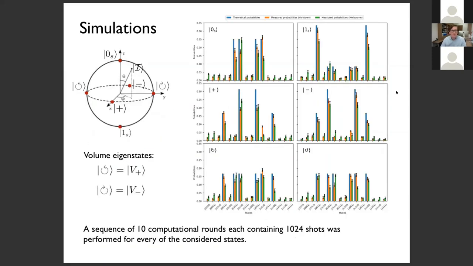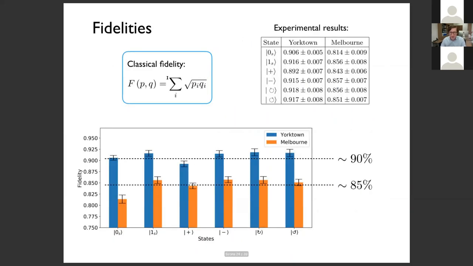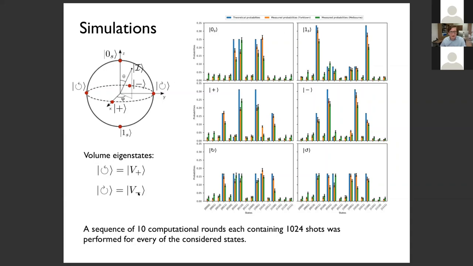Based on that, we performed simulations for 6 representative states on the Bloch sphere. We use the basis states 0s and 1s, but also the superpositions that you get by acting with the Hadamard matrix, and also these two V plus and V minus states, which, from the viewpoint of the photon, are related to the different helicity states of a photon. But in our case, they are related to the two different volume eigenstates, V plus and V minus.